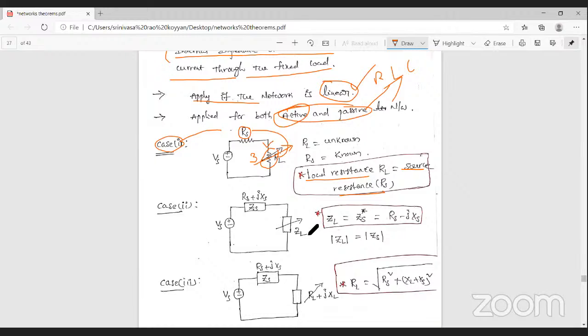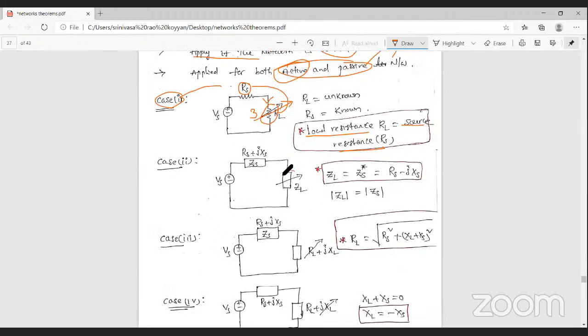Okay, next one, case 2. If the load is unknown and the load is an impedance value, then what is the maximum power transfer through this load? What is the condition? ZL is equal to the conjugate of the source impedance. What is the conjugate of the source impedance? That is equal to R minus JXC.